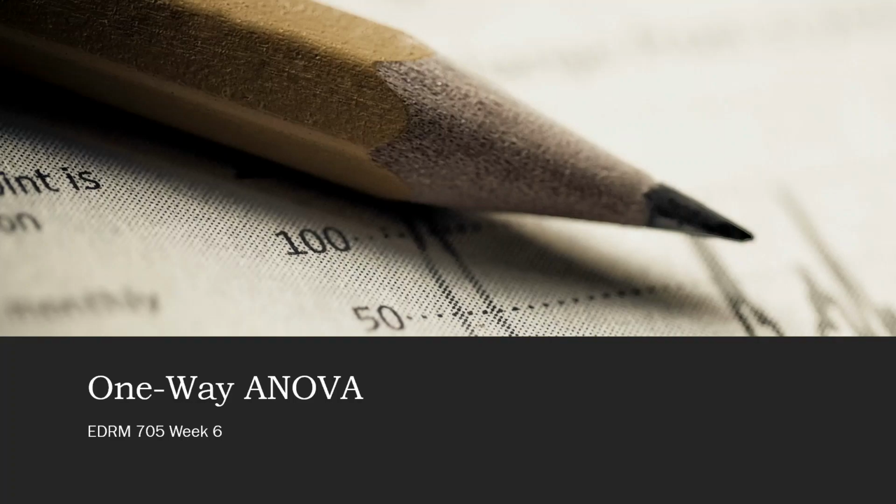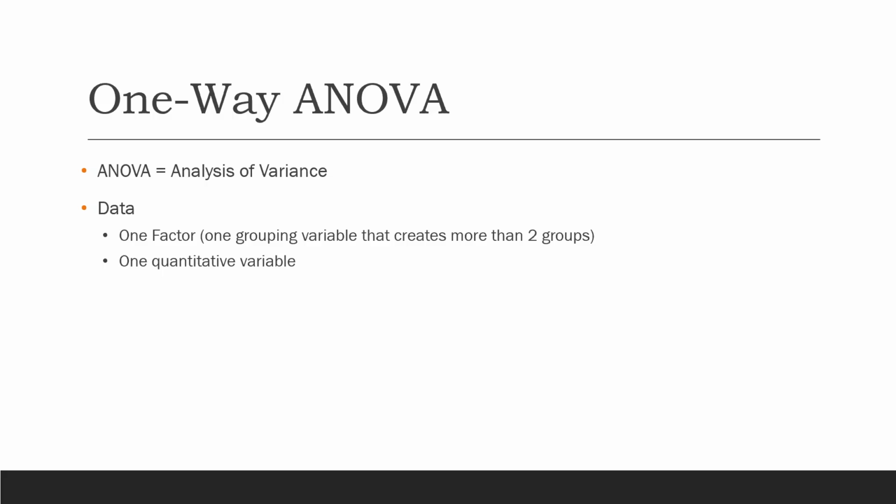In this video, we're going to introduce the one-way ANOVA. ANOVA is a new term that we haven't talked about before. It is actually called the analysis of variance. So ANOVA is short for analysis of variance.